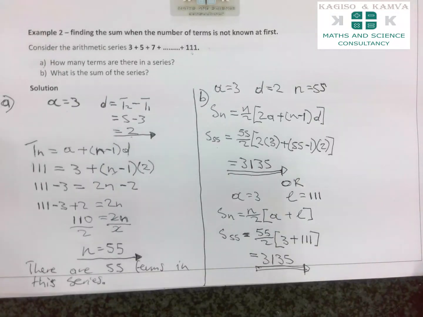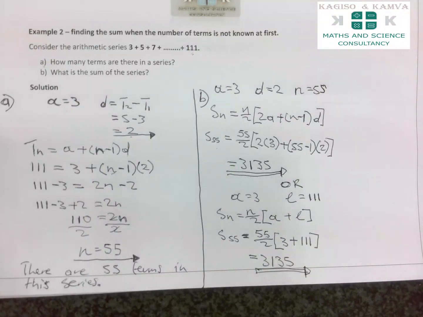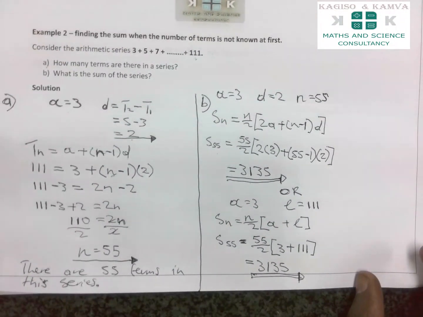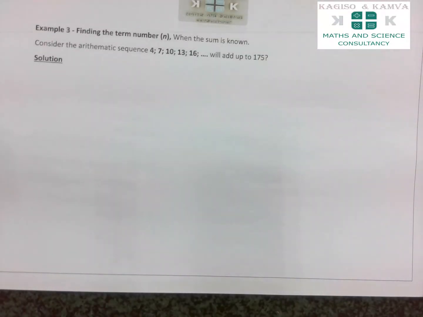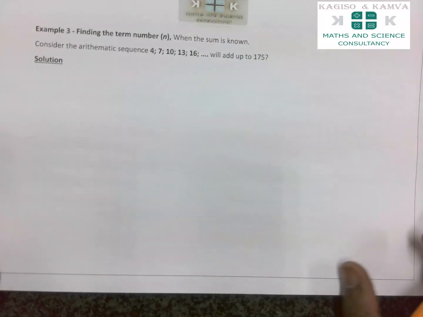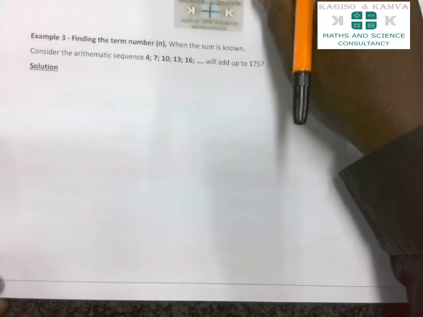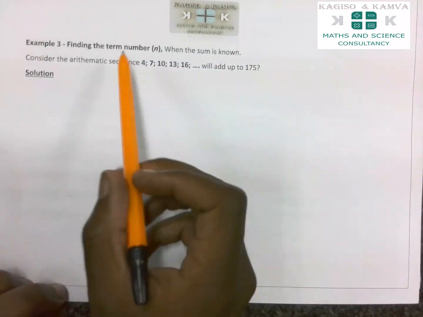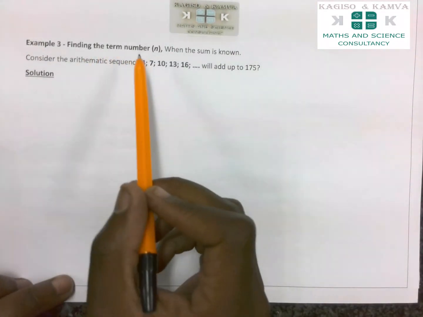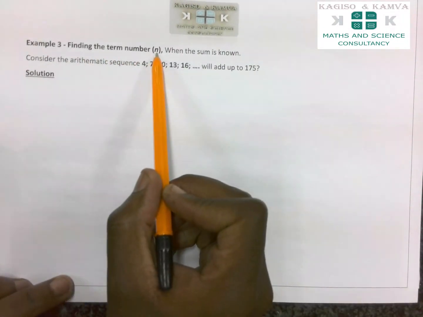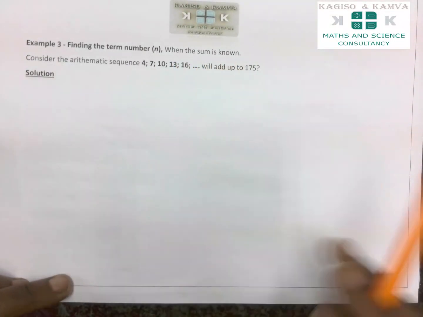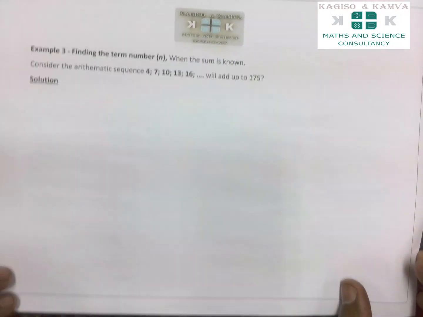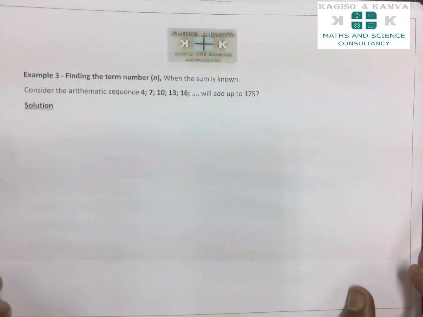Okay, now let us go to example 3. Let us do example 3. Now, we want to find the term number n when the sum is known to us. Okay.